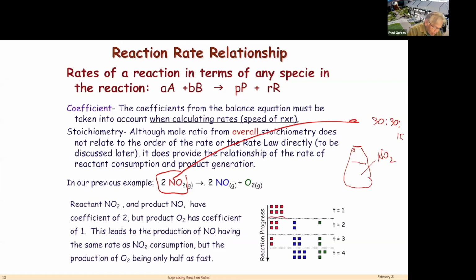Now, what's going on? Let's say we look at the initial. All we have is NO2. And then as time progresses, 2 of these NO2 will form NO and O2. But notice that when 2 of this is consumed, 2 of these is produced, and only half of the oxygen is produced. Again, it's a 2 to 2 to 1 ratio. And then as time progresses, another 2 is consumed, and another 2 appears, and another 1 appears. So we're always keeping to the ratio based on the balance equation.